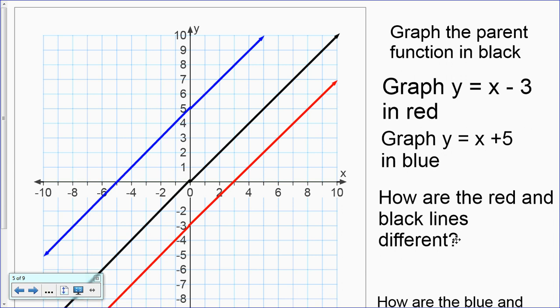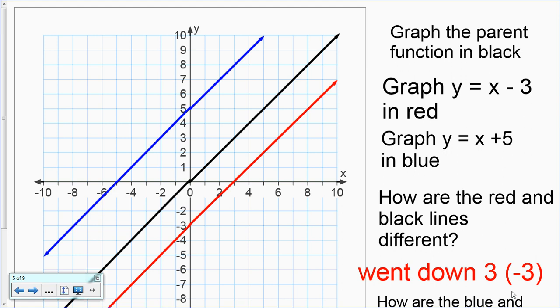So how are the red and black lines different? Well, they're exactly the same, except the red line is just down 3 units from the black line. It's lower. So it went down 3 units. That's called a transformation. You might have talked about it last year in Math 7 Honors. But when we move it up or down, it's called a translation. So here, we can only move a line up or down. We can't move it left or right.